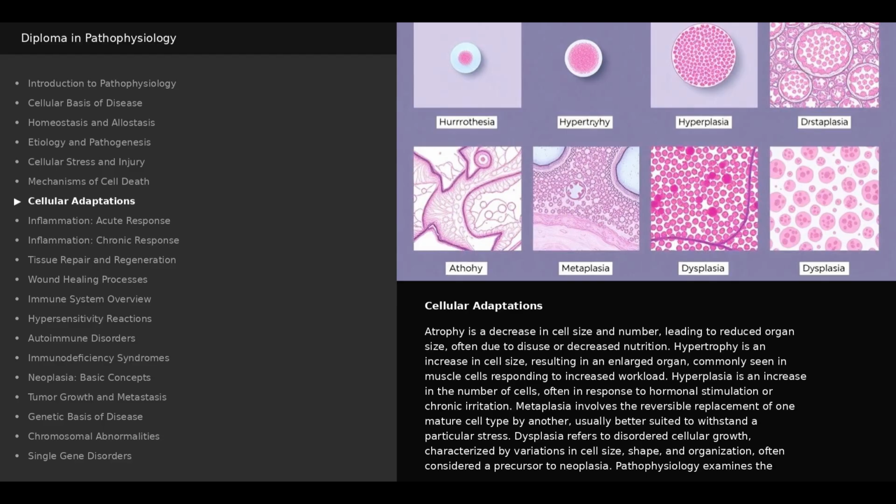Metaplasia involves the reversible replacement of one mature cell type by another, usually better suited to withstand a particular stress. Dysplasia refers to disordered cellular growth, characterized by variations in cell size, shape, and organization, often considered a precursor to neoplasia. Pathophysiology examines the mechanisms and clinical significance of each of these adaptations.